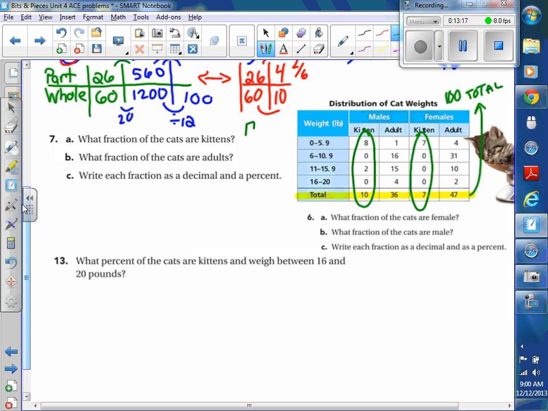So the 17 out of 100. What fraction of the cats? 17 over 100. The 17 kind of looks like a block over 100.